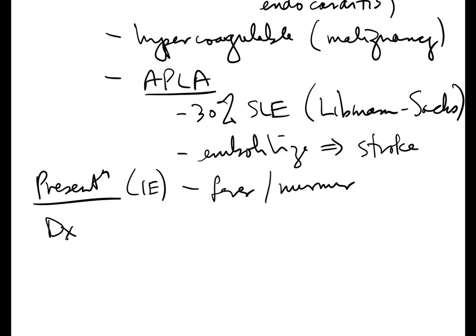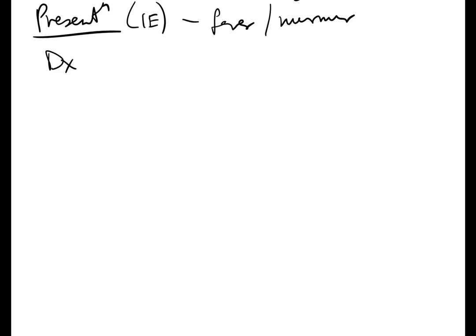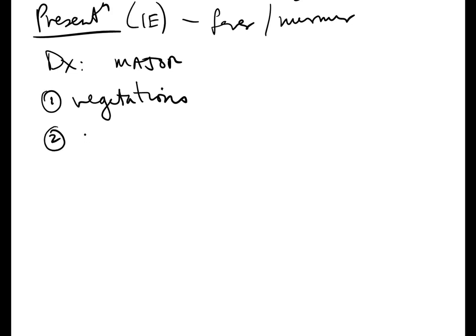So what do you need to establish the diagnosis? Well, we have major criteria and minor criteria. The major criteria, no surprise, are going to be vegetations on the valve, and you're going to find those by using echo. It's going to be a new murmur. That's your stethoscope. And you're going to have positive blood cultures.